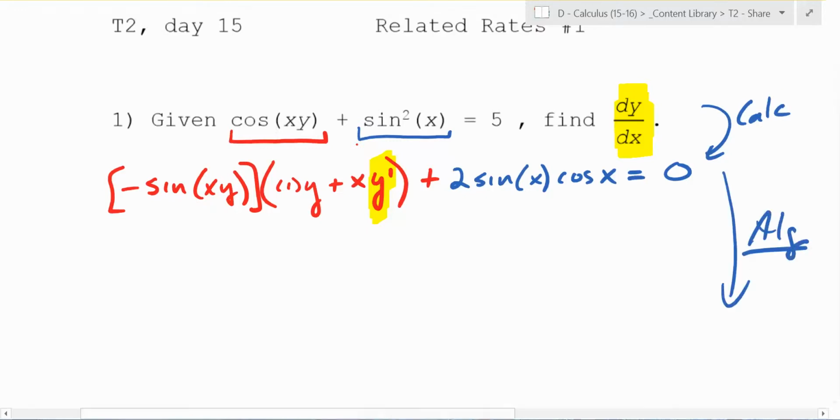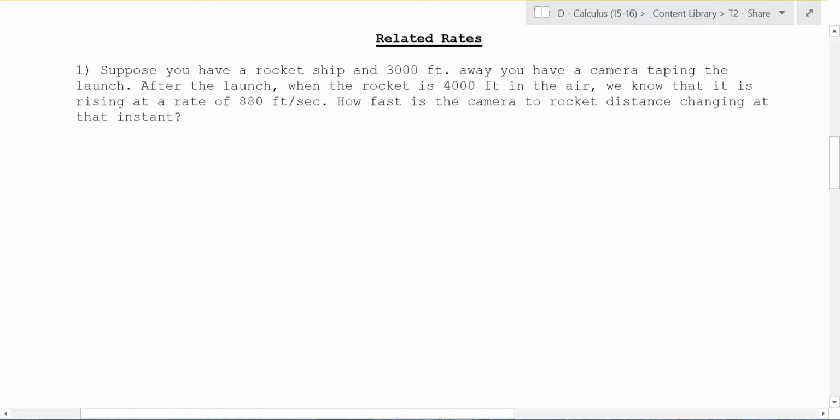Related rates are exactly what they sound like. We are going to be relating rates together. In this case, the rocket ship is going up, and the distance between the camera and the rocket is increasing. A rocket is launched, and you are a certain distance away, and the camera is tracking the rocket. You can relate many rates together.